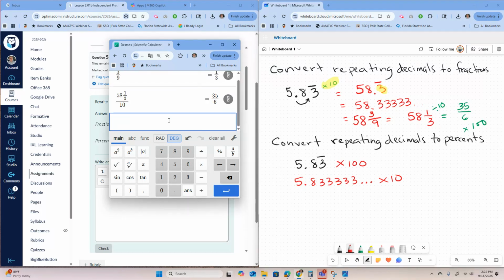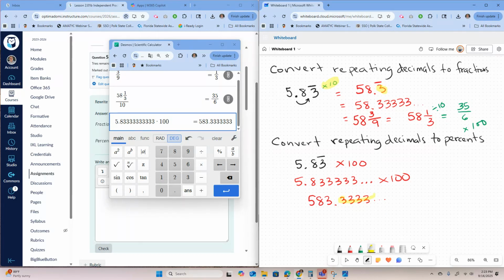So I'm going to do that right here. Okay? I'm going to write 5.83333 and a bunch of threes. Okay? And I'm going to multiply that by 100. I put 10 here, but it should be 100. So times 100. And look what I get. I get 583.3333, and that's repeating forever.